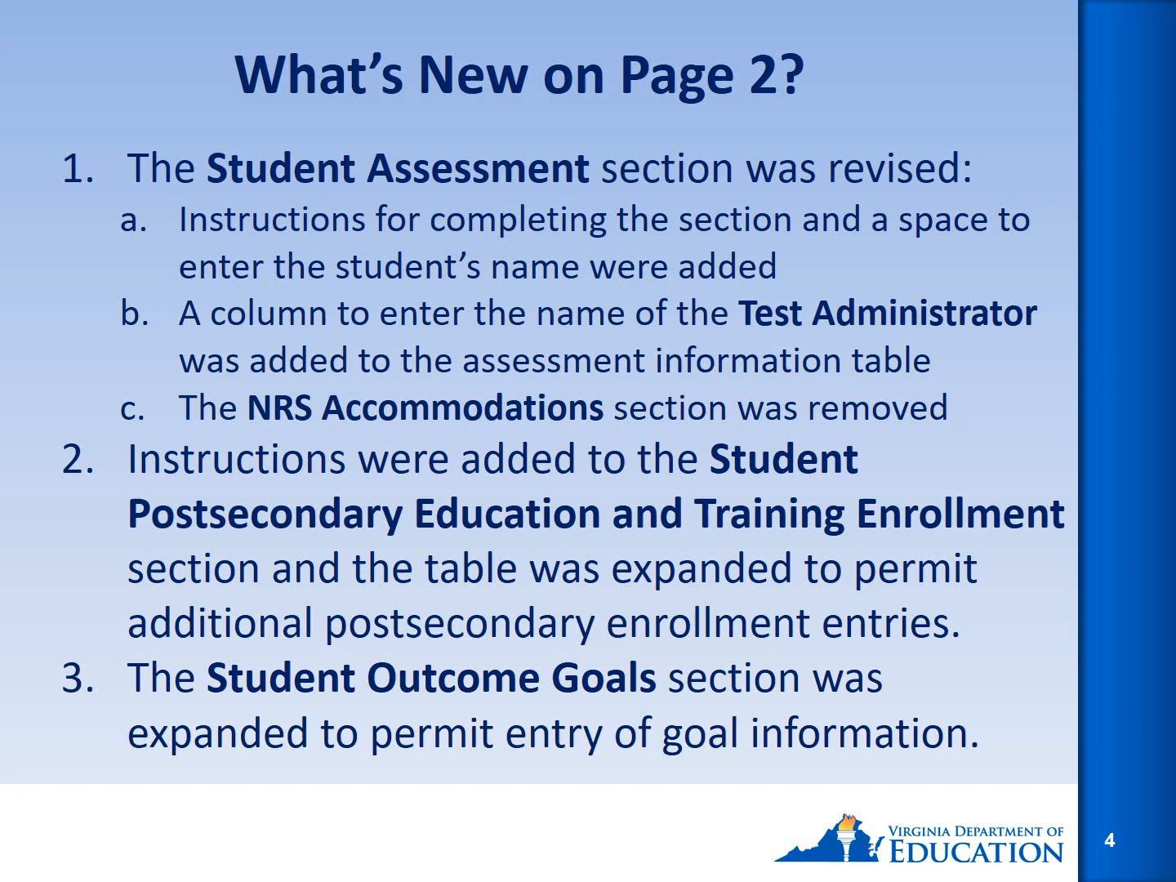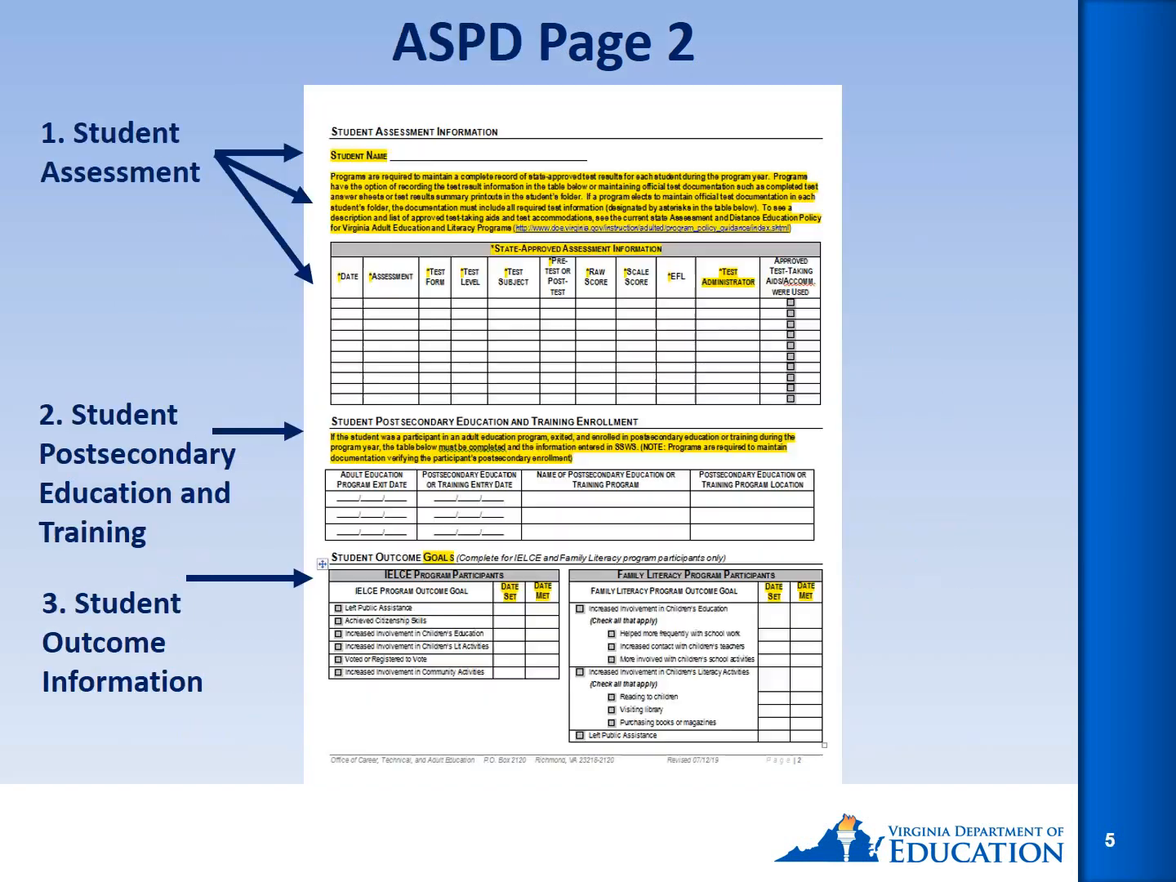Finally, the Student Outcome Information section has been renamed Student Outcome Goals, corresponding with the goals attainment outcomes reported on NRS Tables 8 and 9. In the IELCE Program Participants and Family Literacy Program Participants tables, you may now record the dates for both setting goals and meeting those goals. Information provided on these 2 tables will be used to populate NRS Tables 8 and 9.